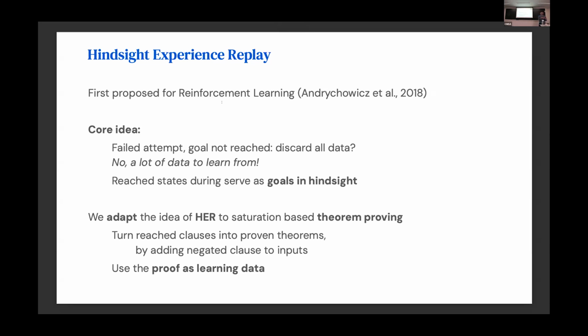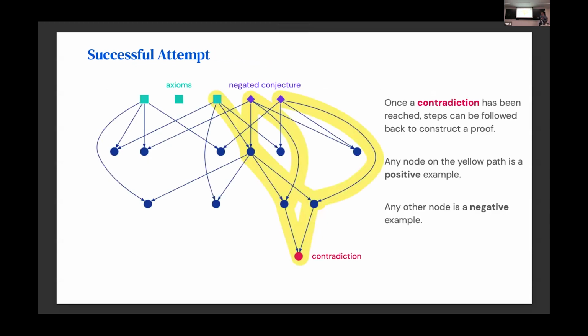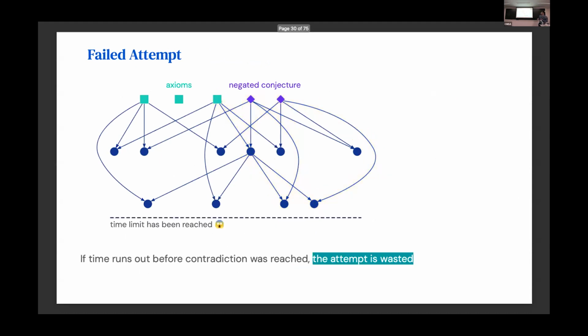The idea was that in the failed attempts, wherever you reach, you turn those clauses into new conjectures, because you know how to get a proof of it. The idea is very easily depicted in this picture. The successful attempts look like this, where you actually reached a contradiction, and you have positive and negative examples. But in a failed attempt, your attempt is wasted.